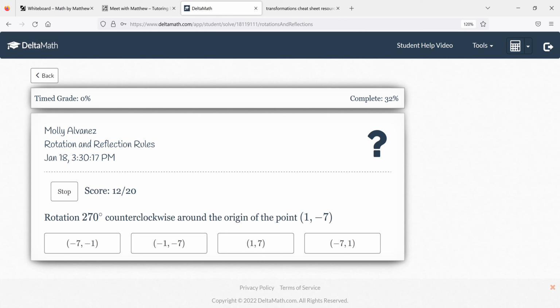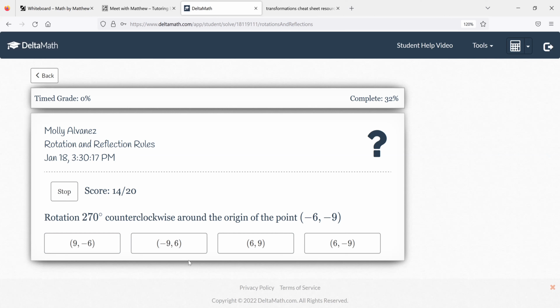270 degrees counterclockwise. Do you have that one in your notes? 270 counterclockwise. It is -7, comma, -1. Yes. Here's another one. It is -9, comma, 2. Yes, that's right. Now they always switch position, but that only kind of helps with reducing them if you were in a multiple choice situation where you weren't sure.